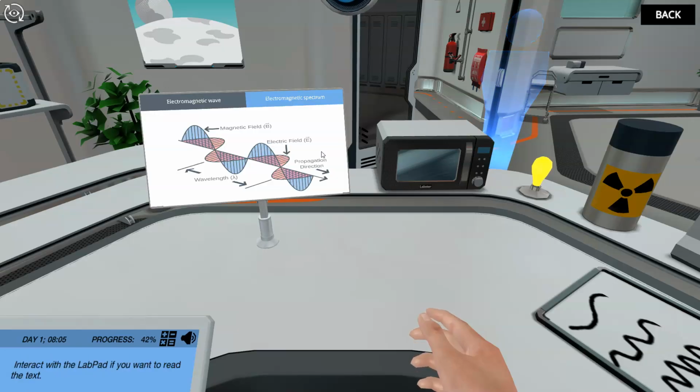Light waves are a type of electromagnetic wave, named because they consist of both an electric and a magnetic component which oscillate perpendicular to one another. You can see the electric component in red and the magnetic component in blue. Electromagnetic waves are defined by their frequency and wavelength. Click on the right tab on the screen to view the entire electromagnetic spectrum.